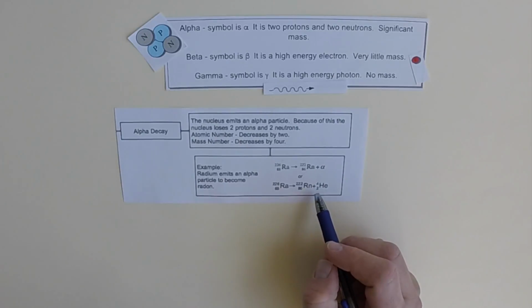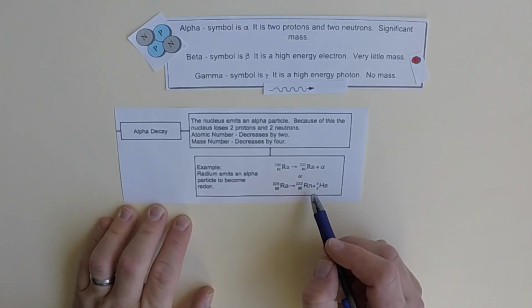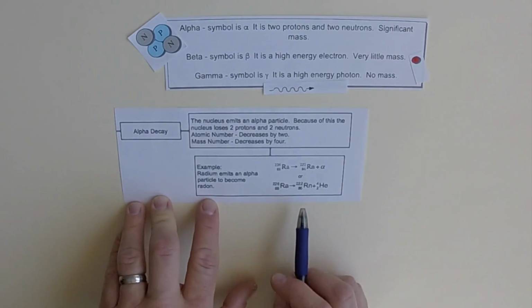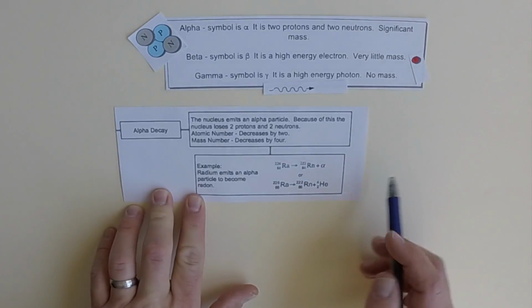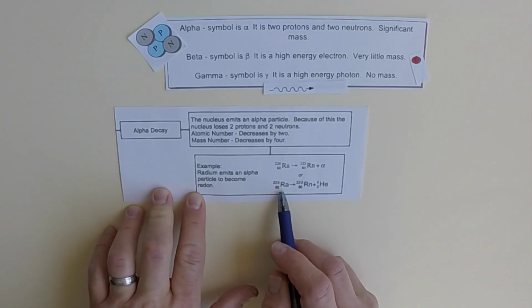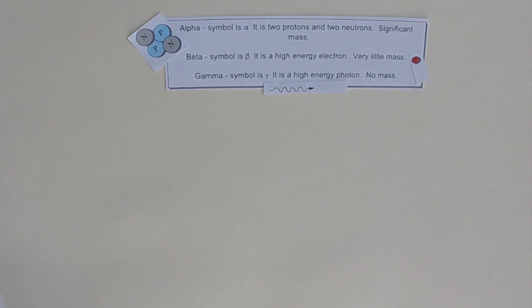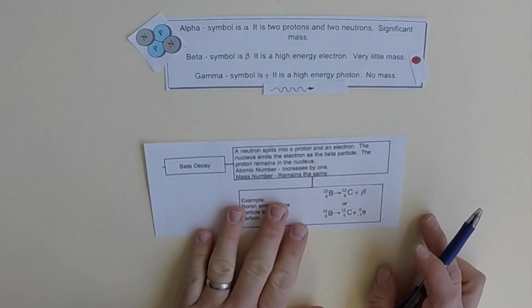So this atom has become a different element, and it will act differently. Radon is a noble gas. It's relatively unreactive. Radium will react with other elements. That's alpha decay. Another one is beta decay.